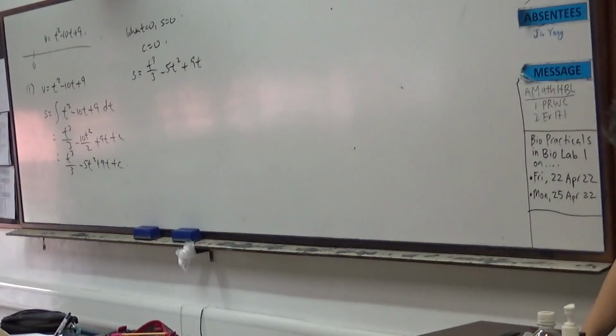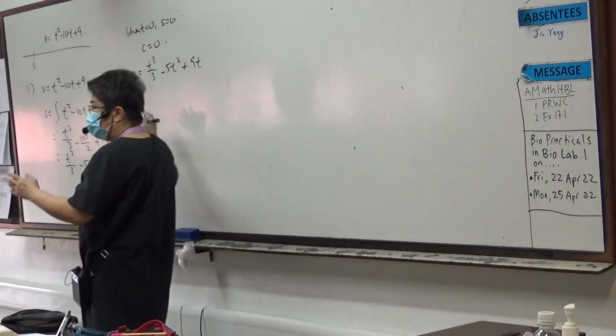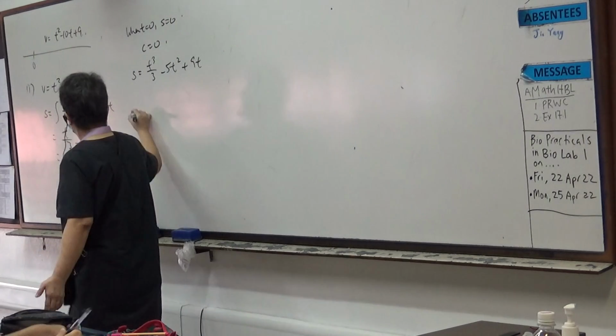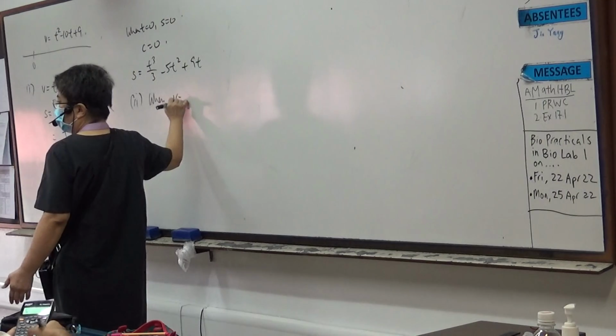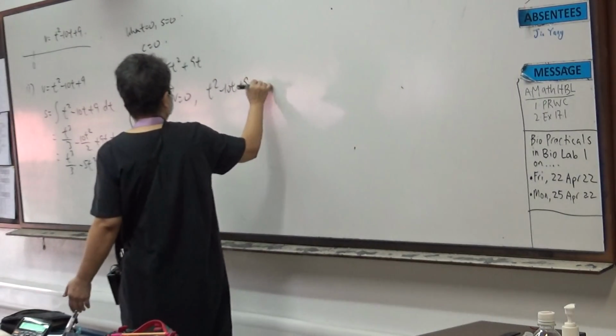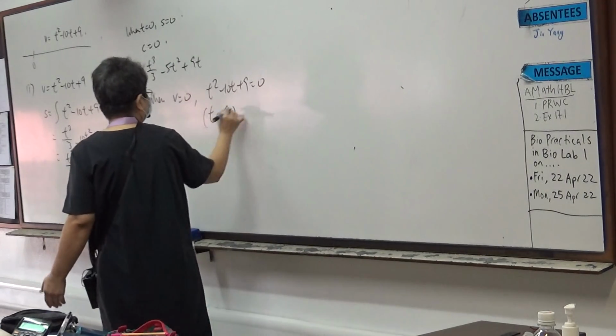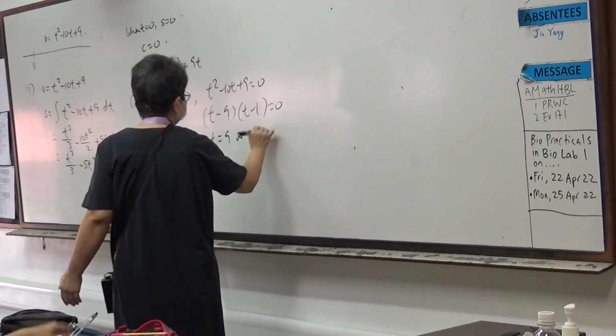The values of t when the particle is at instantaneous rest. This is the best thing on earth. Even if you cannot do this, you can do part 2 also, right? Instantaneous rest is when what is 0? v is 0. So I will have, alright?